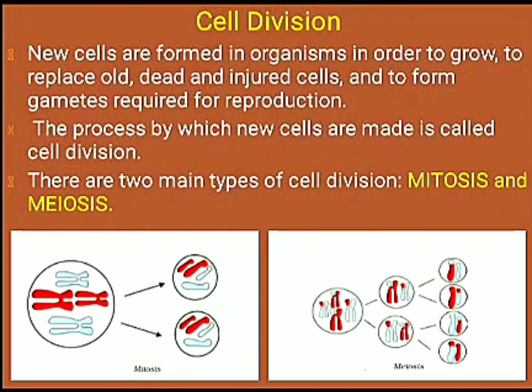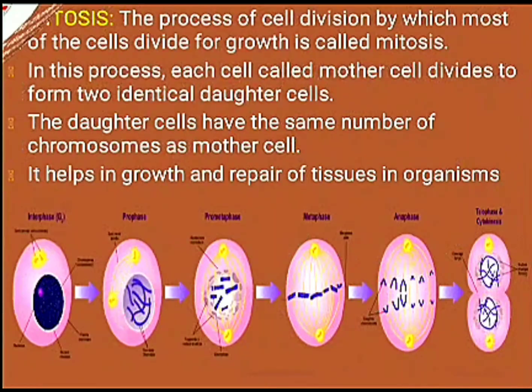The process by which new cells are made is called cell division. There are two main types of cell division, mitosis and meiosis. Let's first talk about mitosis. The process of cell division by which most of the cells divide for growth is called mitosis. In this process, each cell, which is called the mother cell, divides to form two identical daughter cells.